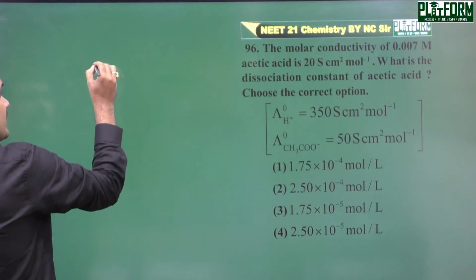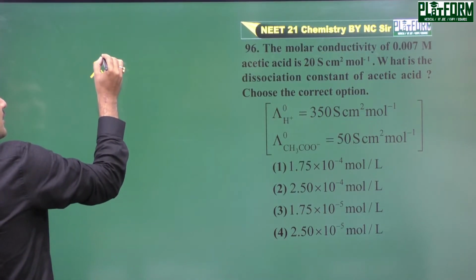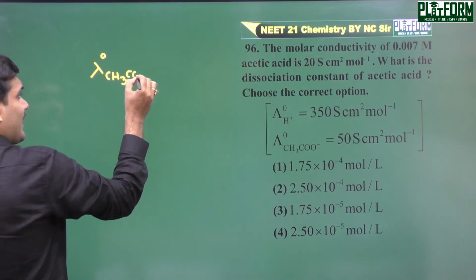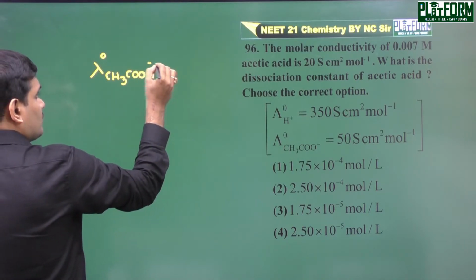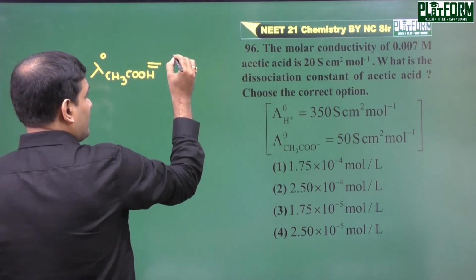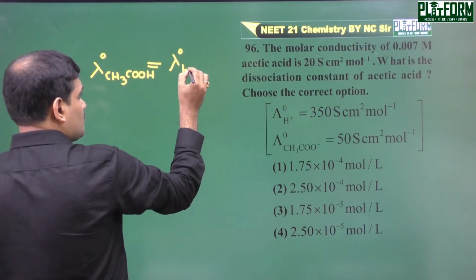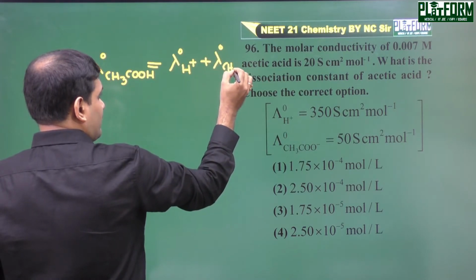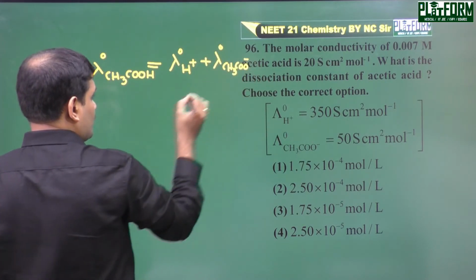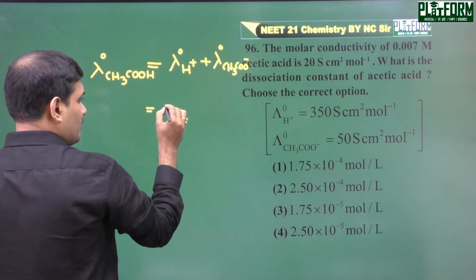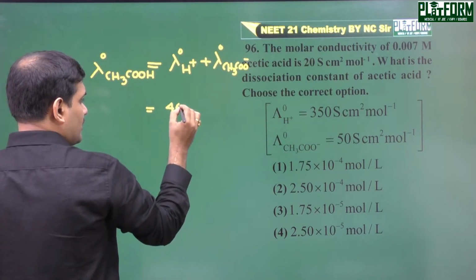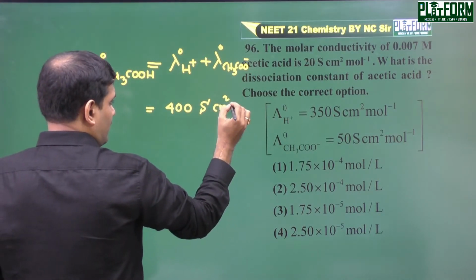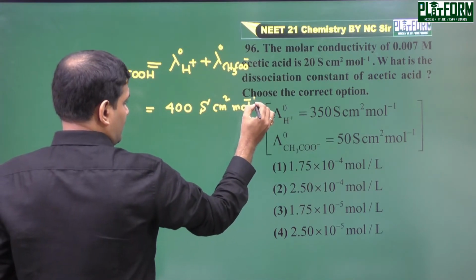Now we will try to find out first the molar conductance of acetic acid at infinite dilution. That will be equal to definitely molar conductance of H plus and molar conductance of acetate ion at infinite dilution. Now these two values are given here. It will be 350 plus 50, it is 400 Siemens centimeter square per mole. Okay.